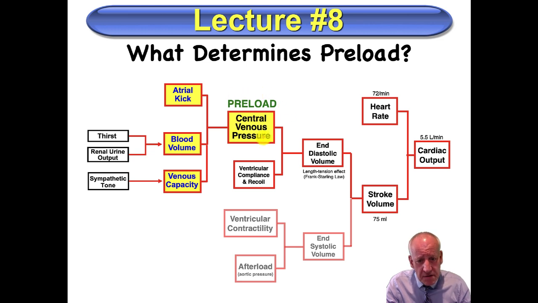In this lesson we're going to consider the factors that influence preload on the heart, or more accurately, central venous pressure. Recall that central venous pressure is a major force promoting ventricular filling during diastole, and consequently it largely determines end diastolic volume, which, as we've learned from our lessons on the Frank-Starling length tension effect, is a major determinant of stroke volume and pumping performance of the heart.